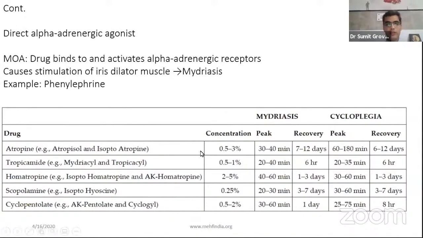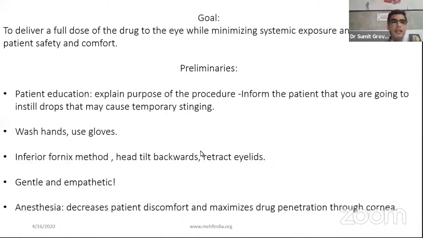This is a very classical diagram which you'll find in many textbooks of ophthalmology and optometry, where you will find their concentration, peak time, recovery time, and the washout time. For atropine, it's the longest. For tropicamide, it's shortest. And cyclopentolate is in between, and that makes it an ideal drug for the cycloplegic effect. Now, what are the goals of our treatment? To deliver a full dose of drug to the patient without any systemic exposure, with patient safety and comfort.